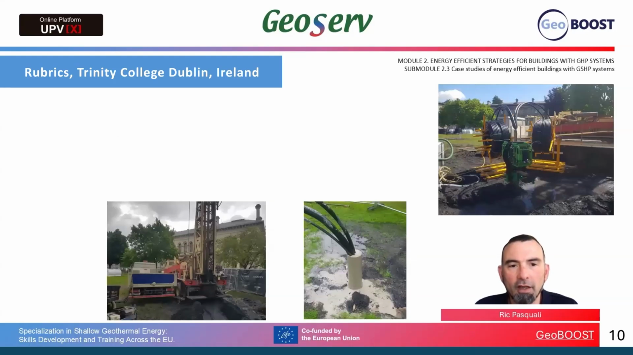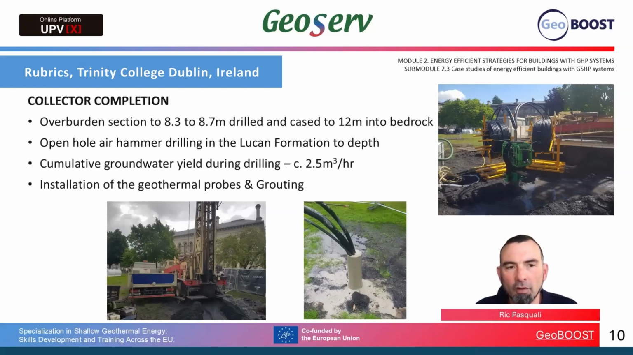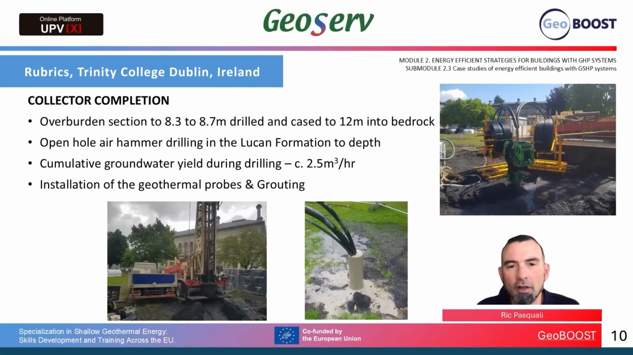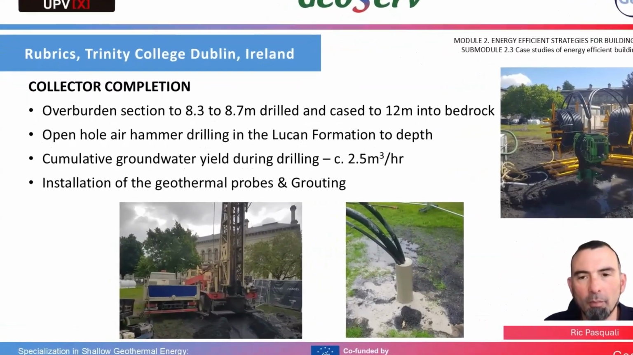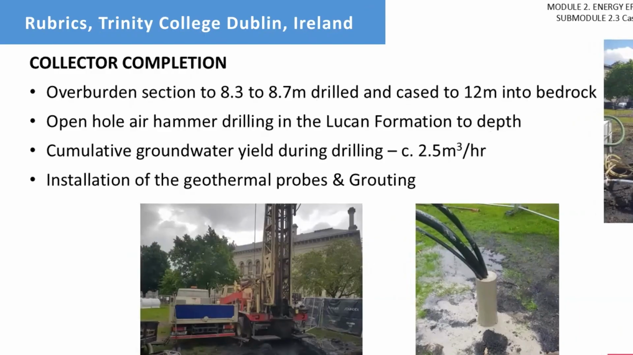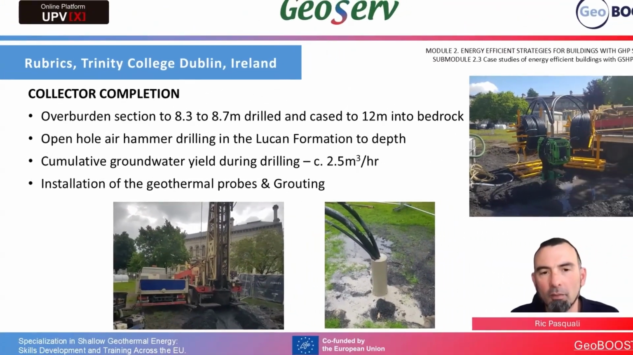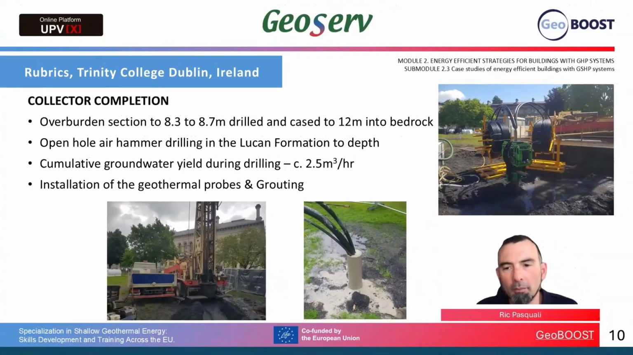So here are some pictures of the actual collector completion, and you can see here the drilling was completed using a down-the-hole hammer air drilling method in the carboniferous limestones of the Lucan Formation. And you can see that these were actually quite productive, with groundwater intersected pretty much in all of the boreholes. And once the drilling was complete, we were then able to install the geothermal probes, which you can see in the picture on the right-hand side, and then backfill those with thermally enhanced grout all the way back up to the surface.